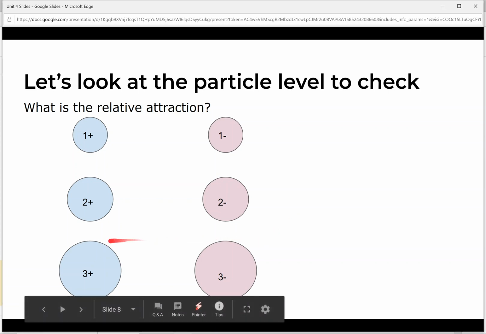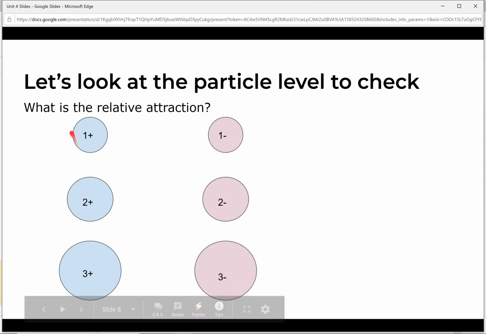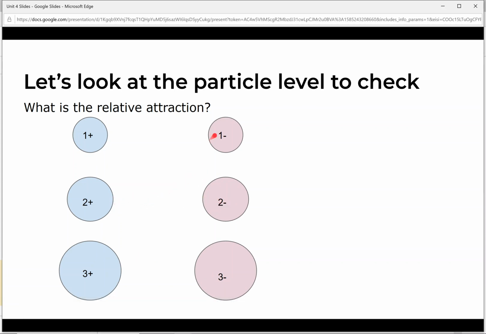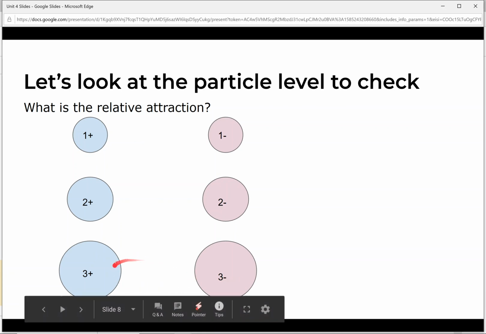If you were saying the bottom pair here, that's correct. They're all the same distance, right? So the factor of distance doesn't apply, but we do have different number of charges. So 3 plus 3 minus, that's 6 total charges. Compared to 2 plus 2 minus, that's 4 total charges. 1 plus 1 minus, that's 2 total charges. The 6 total charges are going to be more attracted to each other.